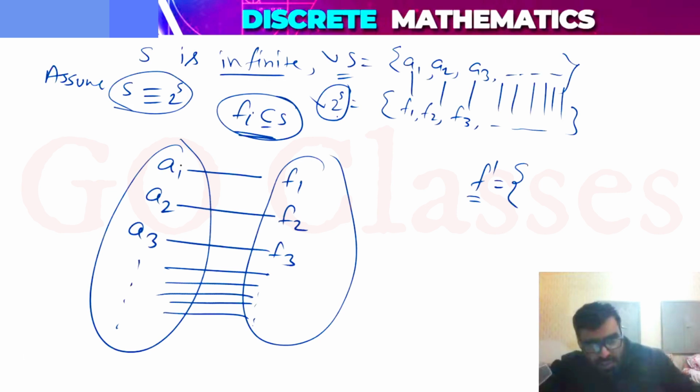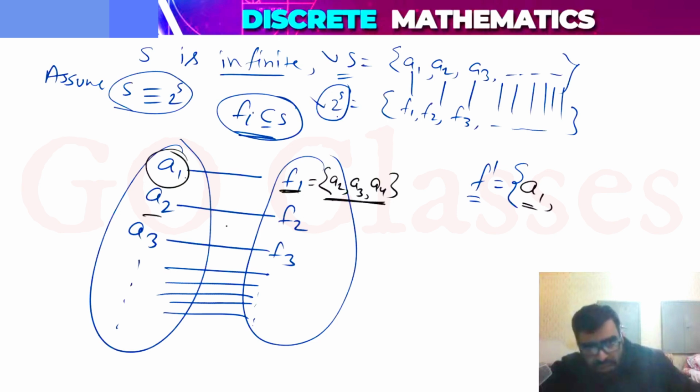Here, let's assume that a1 is going to f1. This f1 is a subset of S. Either this f1 will have a1 or not. Let's assume this f1 is a2, a3, a4. You can see this f1 does not contain a1, so I will put a1 here. See, a1 is pairing to f1, and this f1 does not contain a1, so I am putting a1 here.